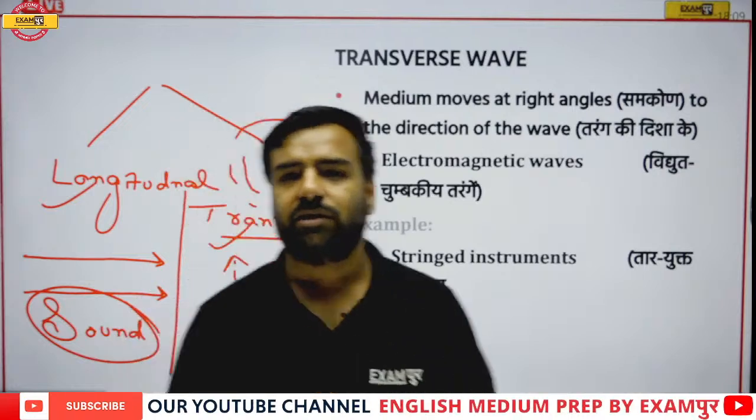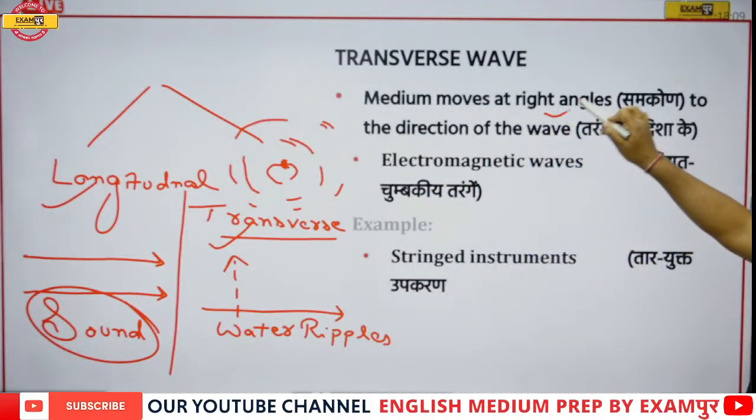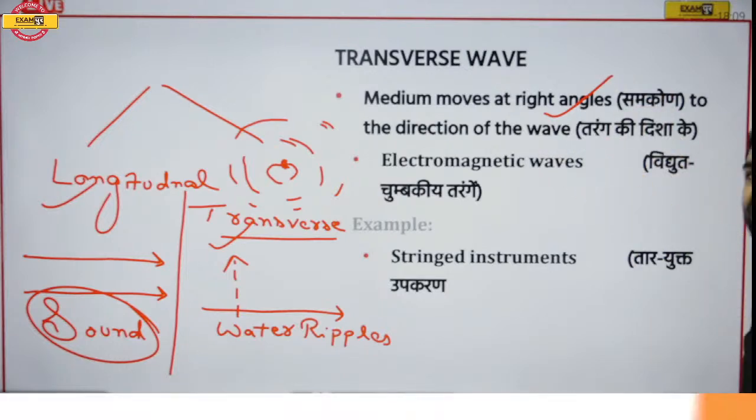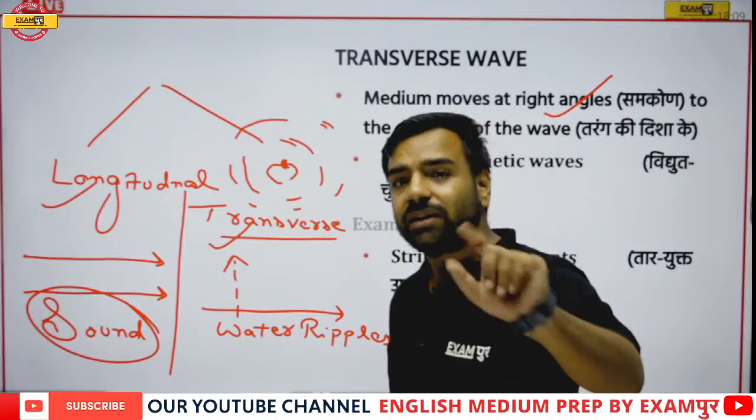So let's start with our discussion. We were talking about transverse, we understood this. So here, the medium moves at a right angle to the direction of the wave. This means what? Right angle means what? We are talking about perpendicular, correct? That is your 90 degrees.